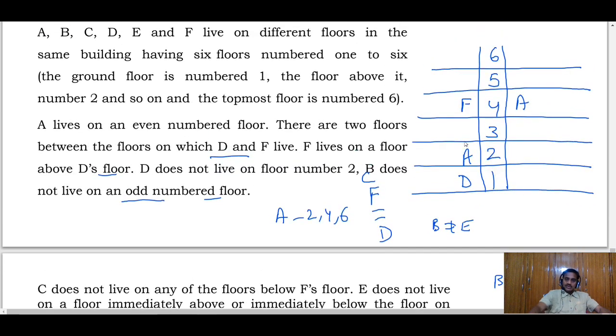B does not live on an odd number floor, so B must be on an even number floor. Now, B and E are not adjacent. E cannot be here, E is here. If E is here, then C must be here. Now this is the final arrangement we have.